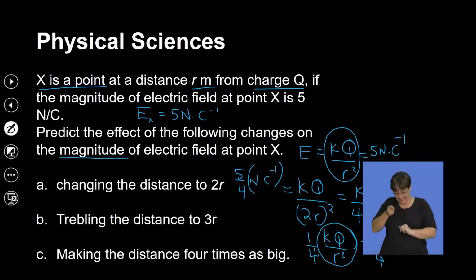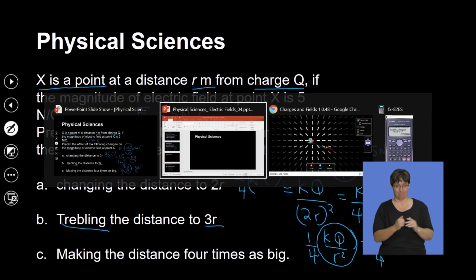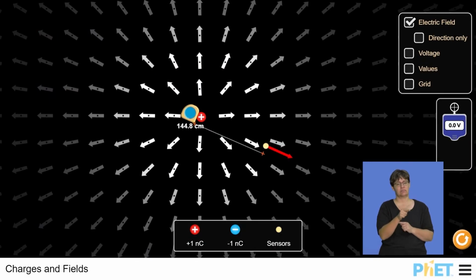Now, question B says, predict the effect of the following changes on the magnitude of electric field at point X. Now, we are trebling the distance, so language is very important. If we treble something, it means we multiply it by 3, or it becomes 3 times as big, all right? So if we go back to our simulation, we obviously use the very same. So it means the distance even becomes greater. So instead of that 144, we make the distance 3 times as great, all right?